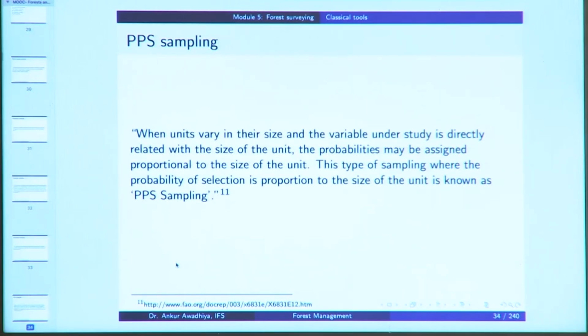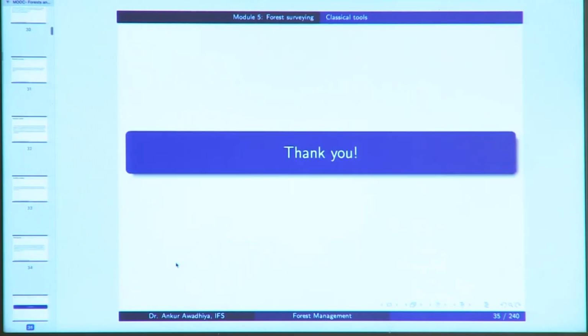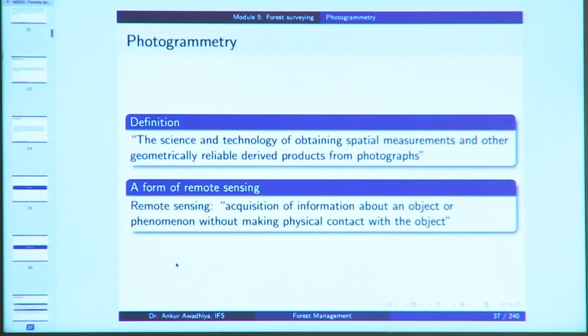And then you have PPS sampling, or the probability proportional to size sampling, in which case when the units vary in their size and the variable under study is directly related to the size of the unit, such as the mass or the biomass, the probabilities may be assigned that are proportional to the size of the unit. So, in a PPS sampling, the largest sized individuals are better represented. Next, we looked at photogrammetry.